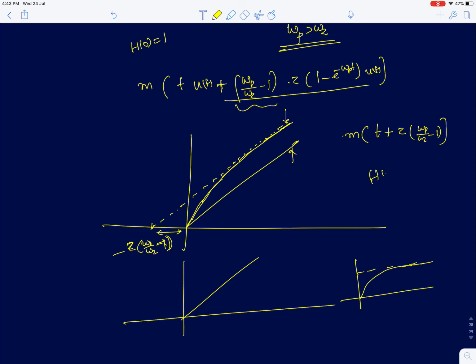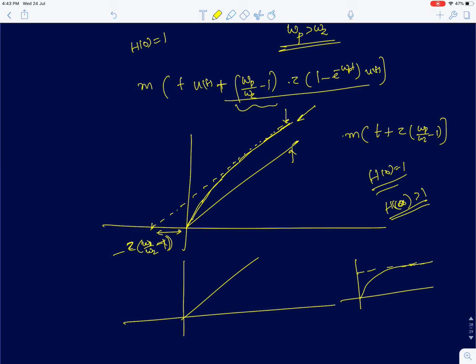Now here I have assumed h of 0 is 1, and so h of infinity is obviously greater than 1, because for this system the 0 occurs first, so h infinity is greater than 1. So you can't realize such a system, where your output will lead the input, using a passive circuit, so you have to realize it using active circuits.